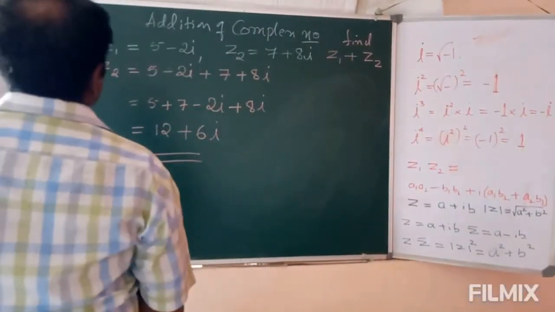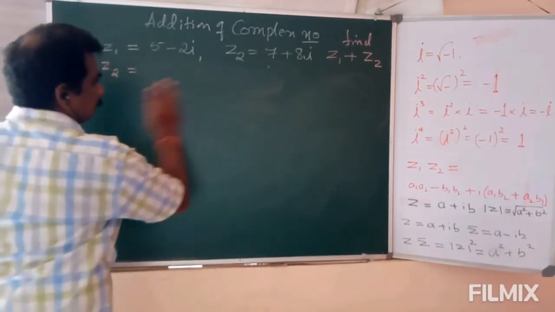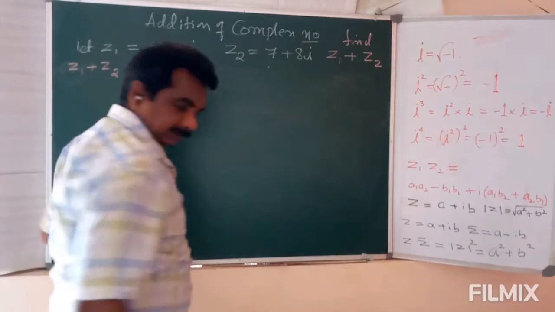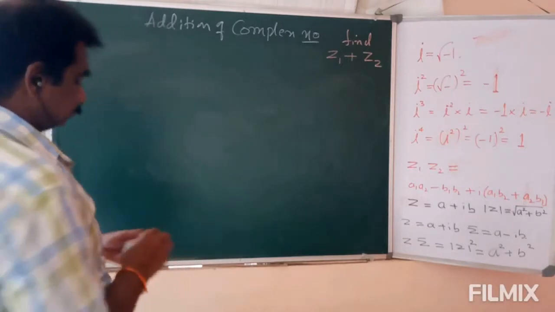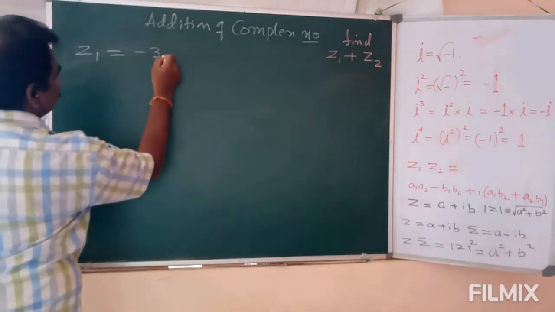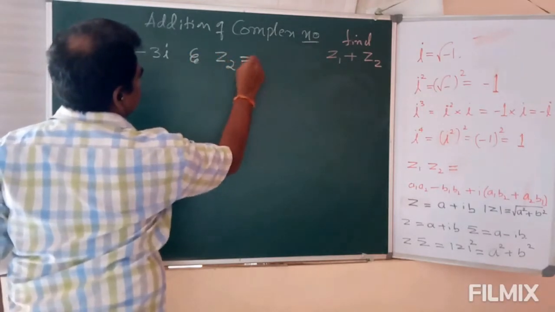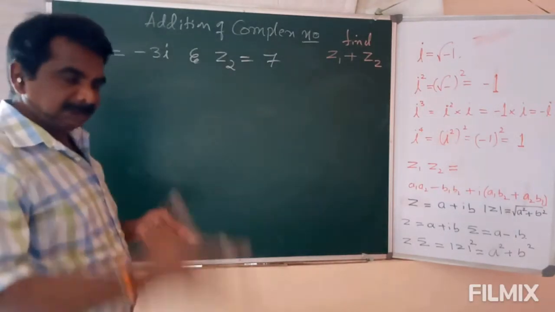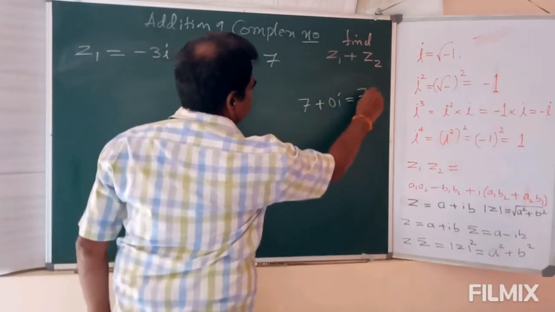Now I am giving another example. Find Z1 plus Z2. Z1 is equal to minus 3i, that's all, and Z2 is equal to 7. Yes, this is a complex number. 7 is also a complex number because 7 plus 0i is equal to 7.